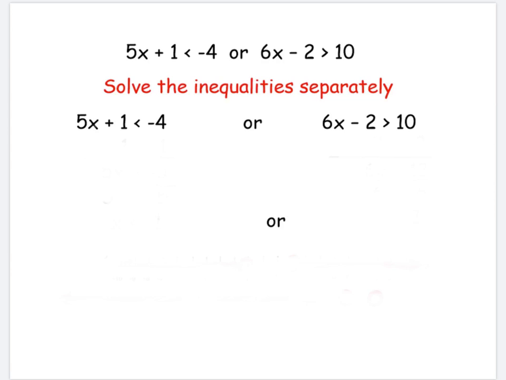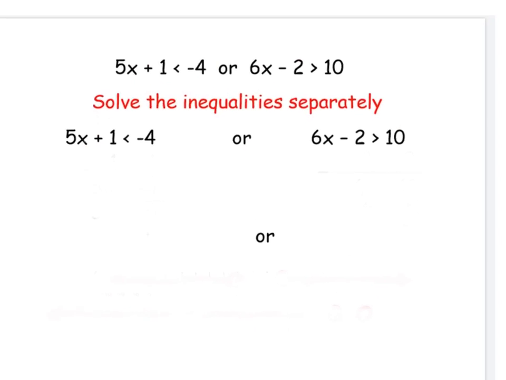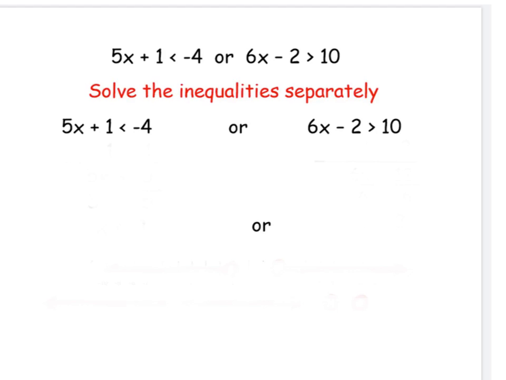I want to isolate the variable, so I need to get rid of the number that's furthest from the variable on the same side of the inequality symbol. So I need to get rid of the 1. So I have opposite of plus 1, which is minus 1. So I'm going to subtract 1 from both sides. The two 1's over here cancel each other out because 1 minus 1 is 0. So I'm left with 5x is less than, and then negative 4 minus 1 is negative 5.